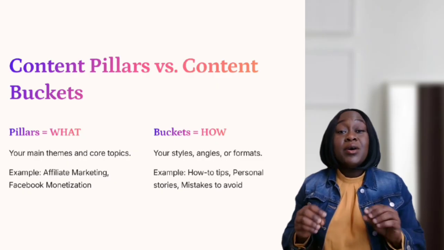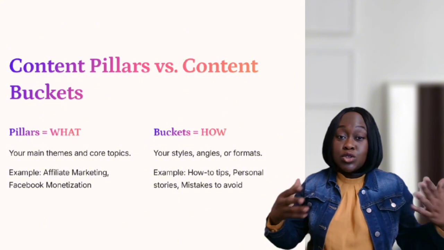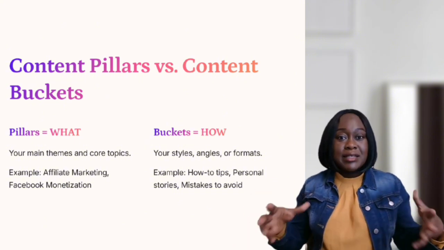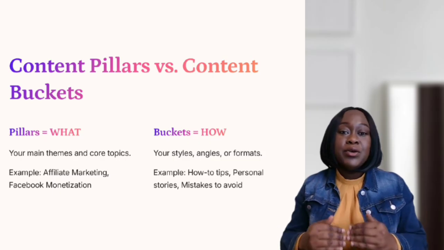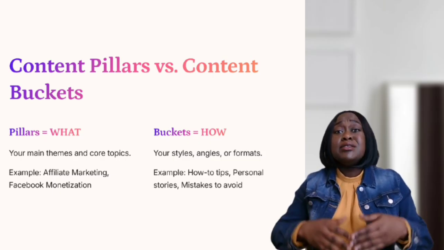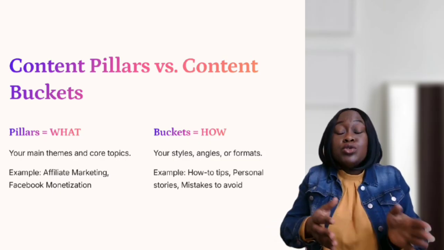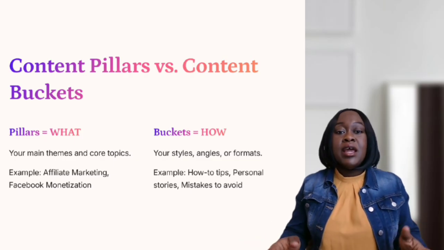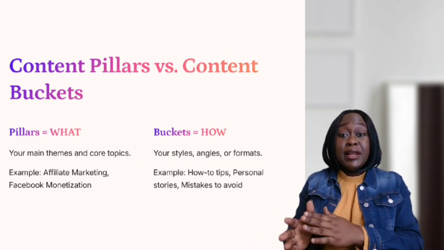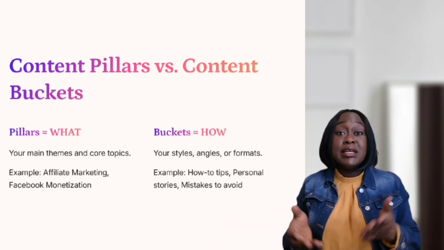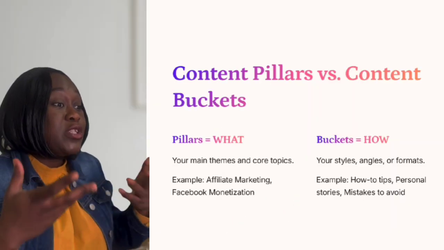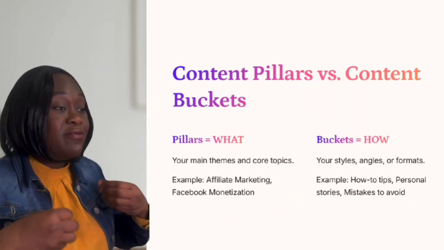How do content buckets differ from content pillars? Now let's break this down. Content pillars talk about the what you want to talk about, like the broad category, while a content bucket is like a subcategory under your content pillars. It talks about how you want to talk about that specific thing. So for each content pillar, you could have 4 to 5 content buckets underneath it. Buckets are like your styles, your angles, your formats.